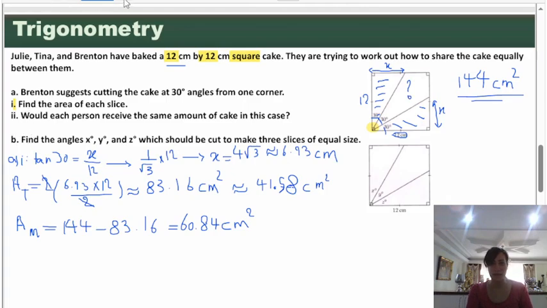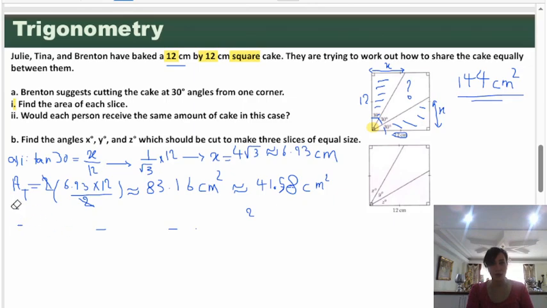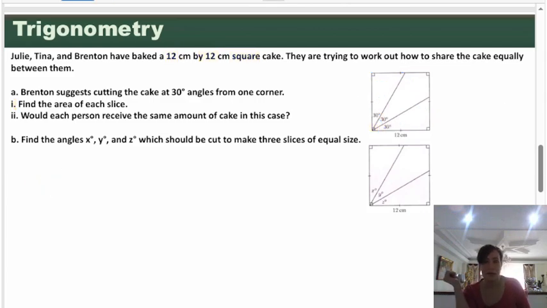Let me erase the board for part B. I need a space, sorry. Let me pause the video and then erase the board. Okay, I erase the board.